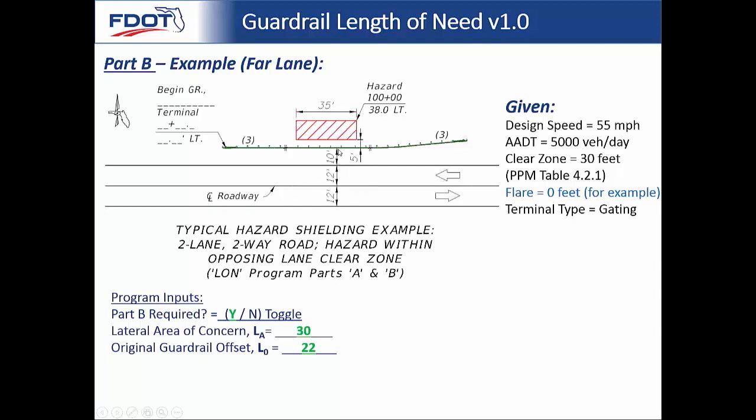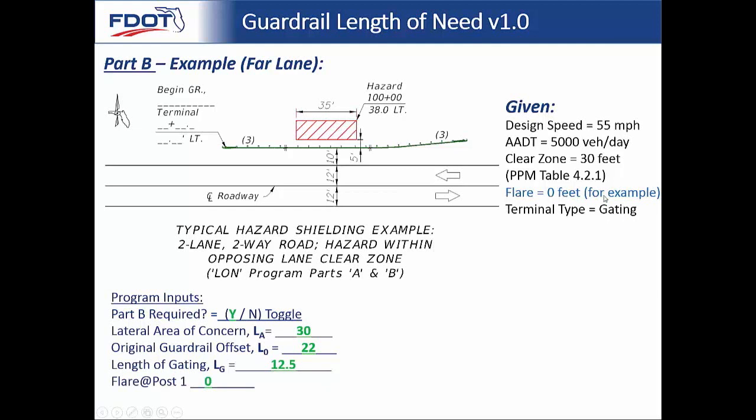It's not just 10, because we're talking about now the lane we're designing for, which is the guys coming from left to right, basically eastbound. So that LO is 22, 12 plus 10. Length of gating, we still have a gating terminal, that's given, so go ahead and say 12.5. Flare at post 1, just to switch things up a little bit.